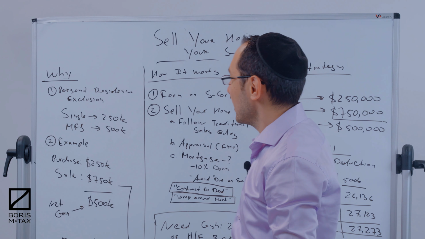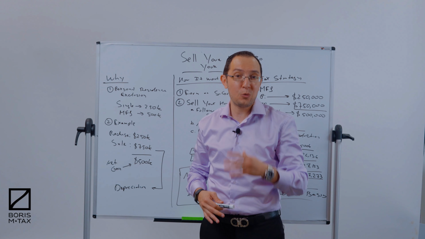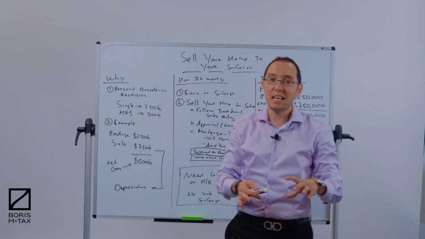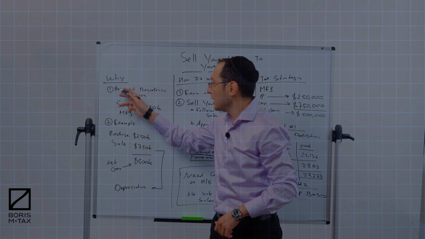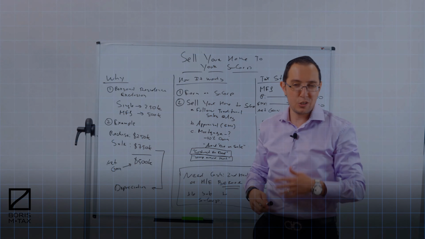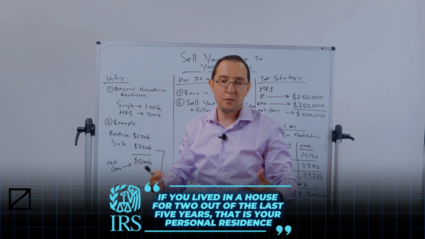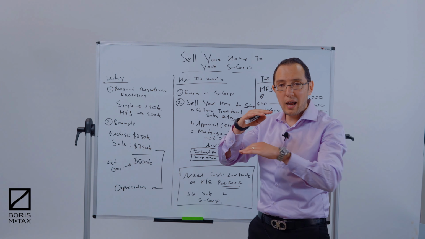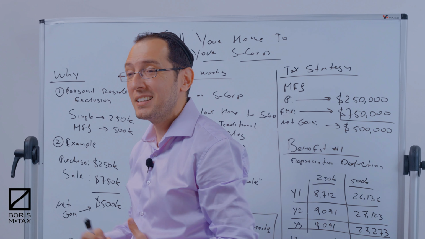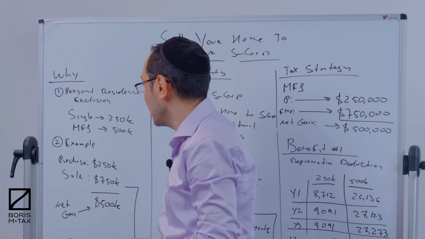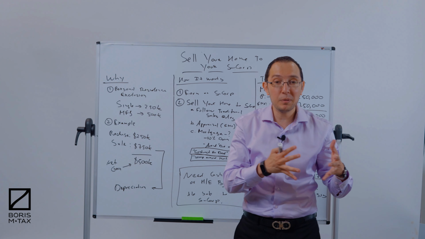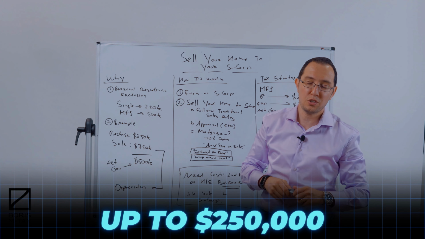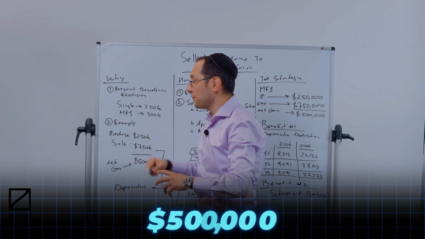Now, let's try to understand why I'm telling you that if you want to buy a new home and rent your existing home, you should sell it to an S-Corporation. We need to understand personal residence exclusion rules. The IRS says if you lived in a house for 2 out of the last 5 years, that is your personal residence. And if your house has appreciated in value and you made money on the sale, then if you're a single filer, you don't pay any capital gains tax on that gain, up to $250,000. If you're married filing a joint return, that's $500,000.